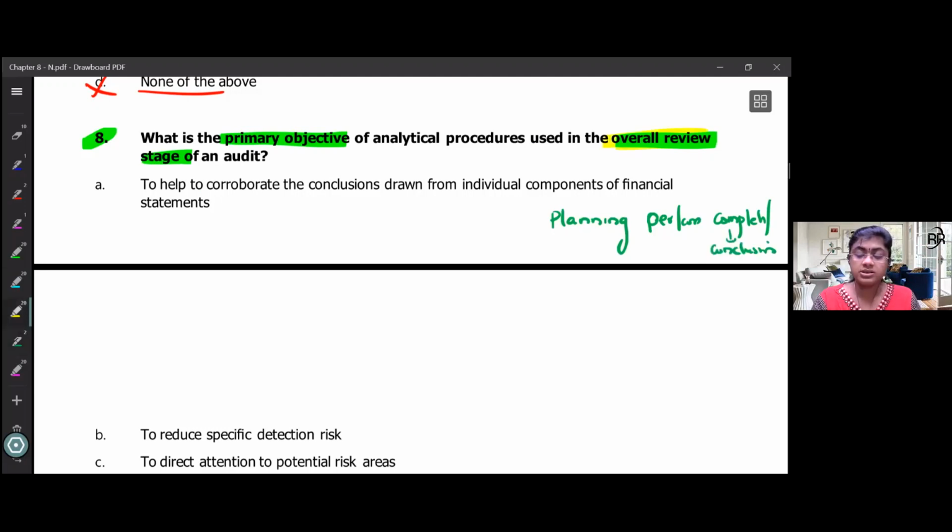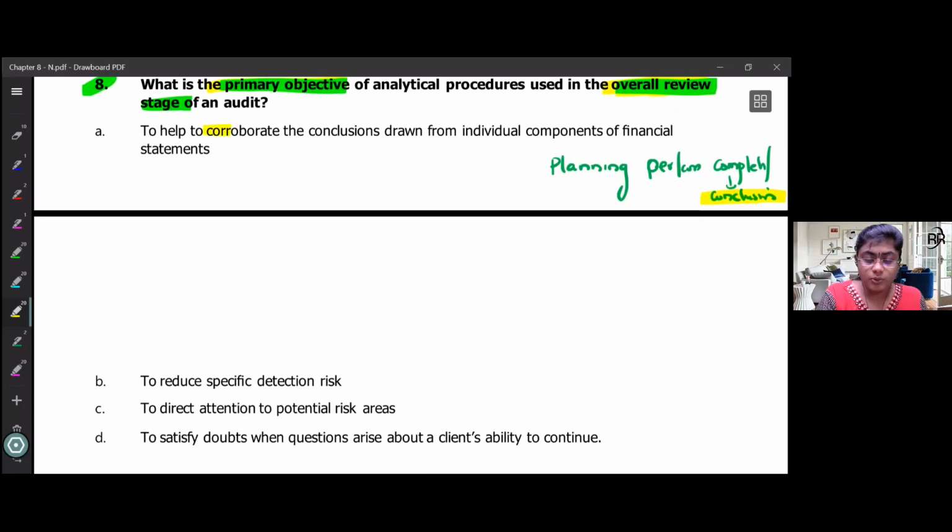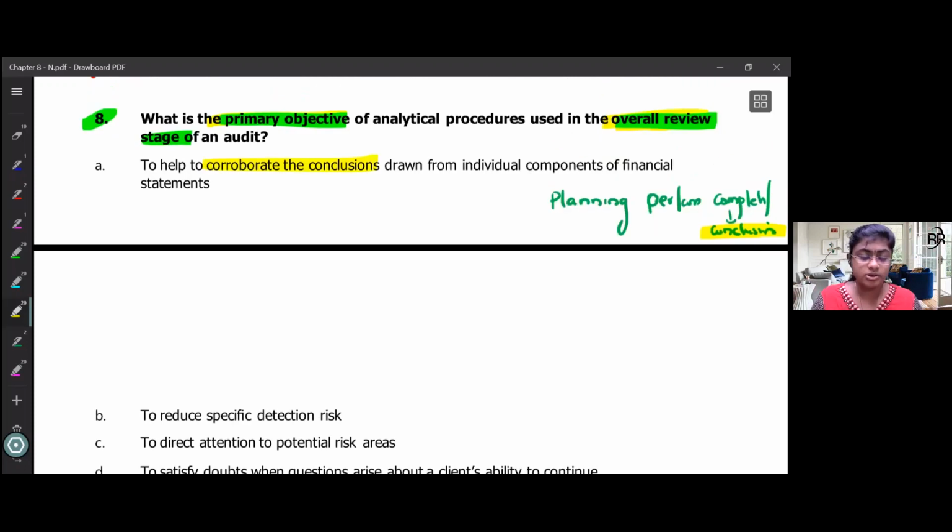Here they have asked about the overall review stage. So it is nothing but: why do we use it? What is the objective of using it in the overall review stage, the completion stage? It is only to arrive at the conclusion. So A, to help to corroborate, support the conclusion. That seems to be the answer.